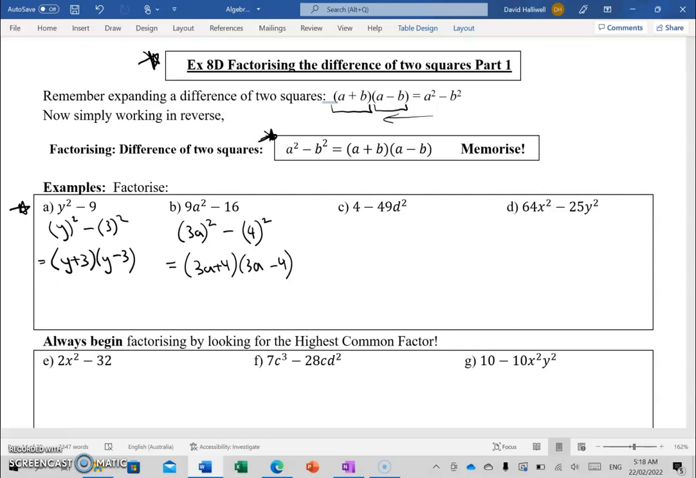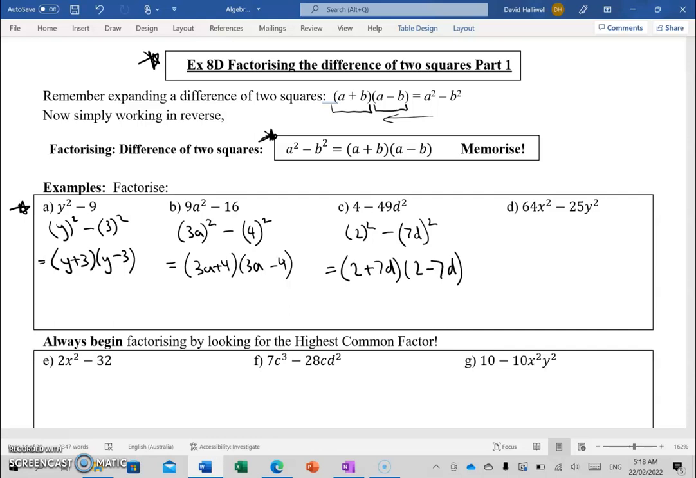Okay, next one. C, write down 4 minus 49d squared. The 4 we can write as 2 squared. The 49d squared, so 49 is 7 squared, so 7d all squared. So that's going to be 2 plus 7d, 2 minus 7d. That's the factorization of that.